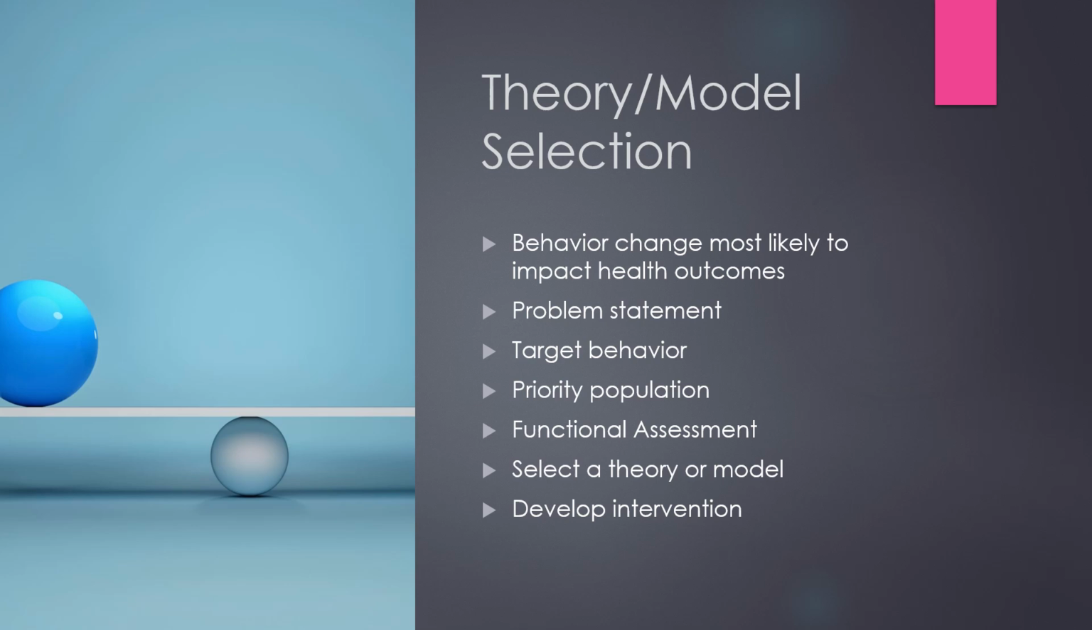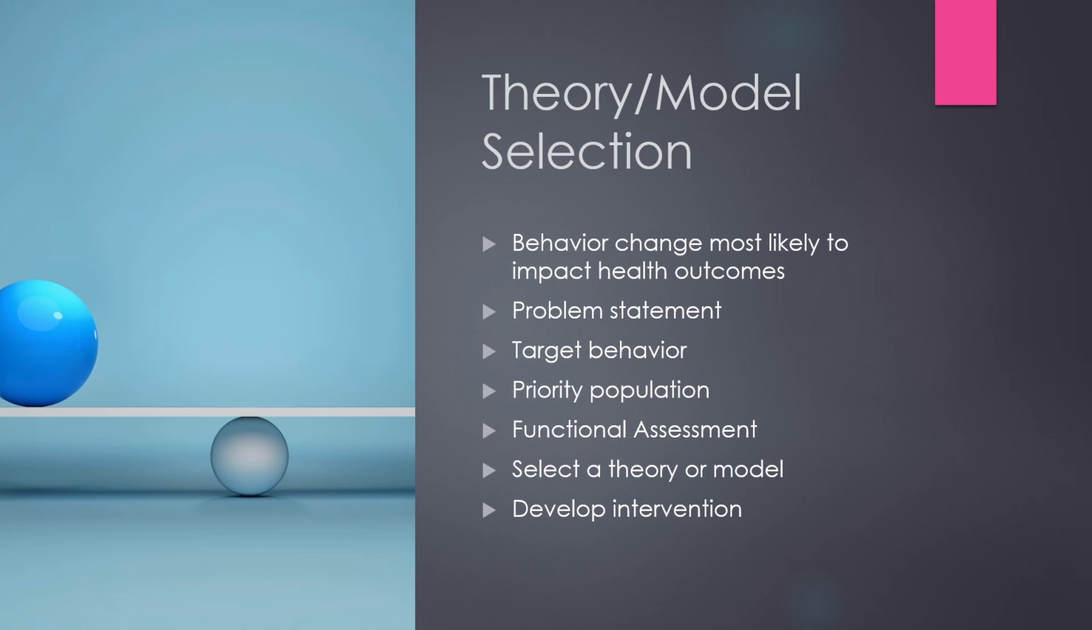The next step is to develop a problem statement. In this step, you identify the problem that needs to be changed, and it tends to be relatively simple or straightforward, especially if you're working in a setting where the problem has actually already been defined, like you should have already done. Then you have to identify a target behavior. It is potentially the most important step in the process. Identifying the appropriate target behavior will actually help you focus your efforts.